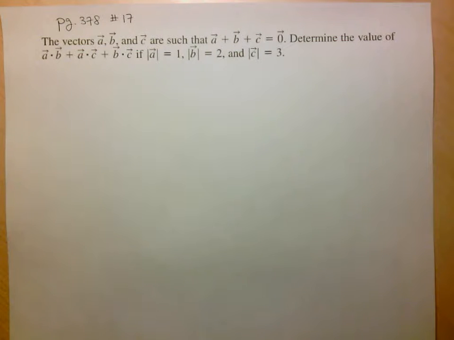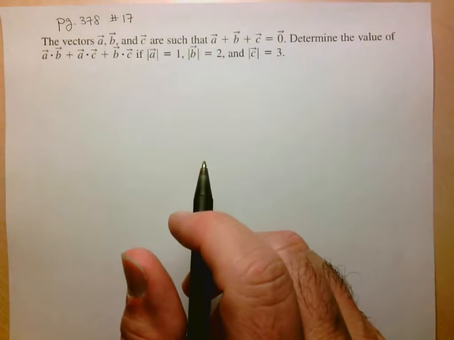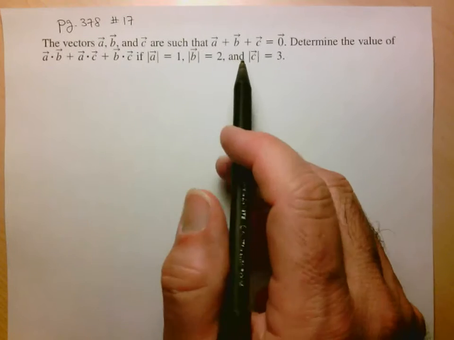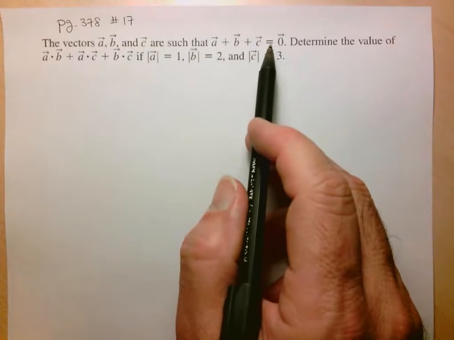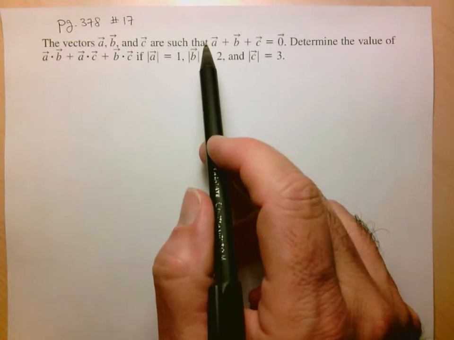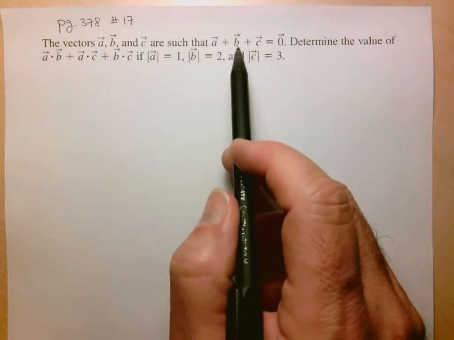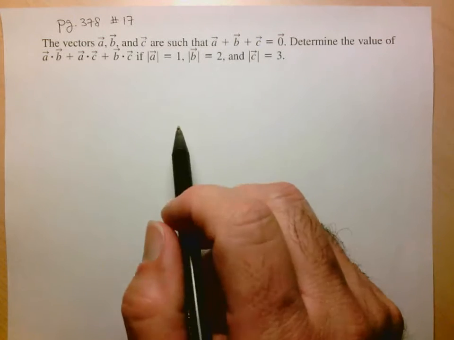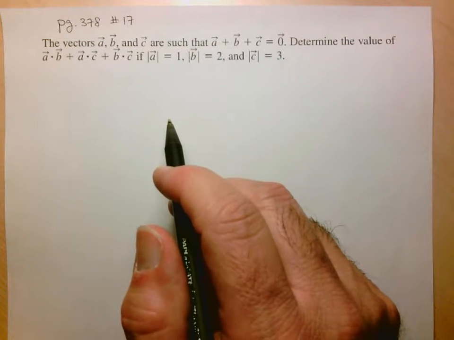Hi folks, we're going to take a look at page 378, number 17, the challenge question to the last homework. They give us this information about A, B, and C. First of all, we see that A plus B plus C is equal to the 0 vector. Recall that that's telling us that if these three vectors add up to 0, they're in equilibrium. So three vectors should form a closed triangle.